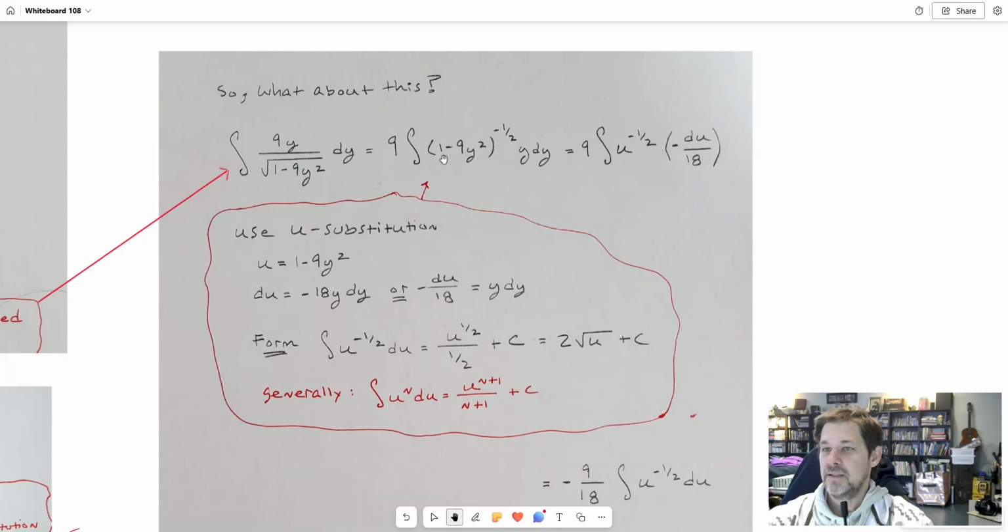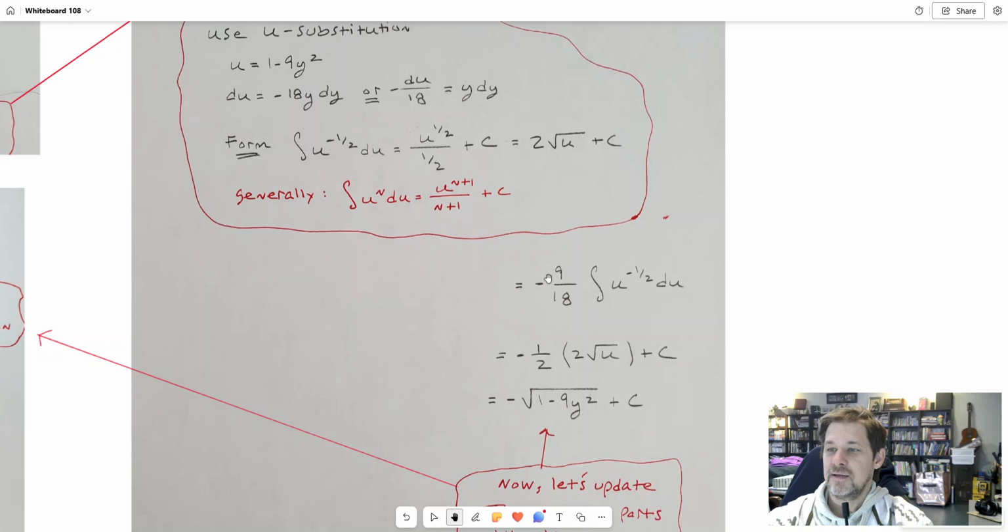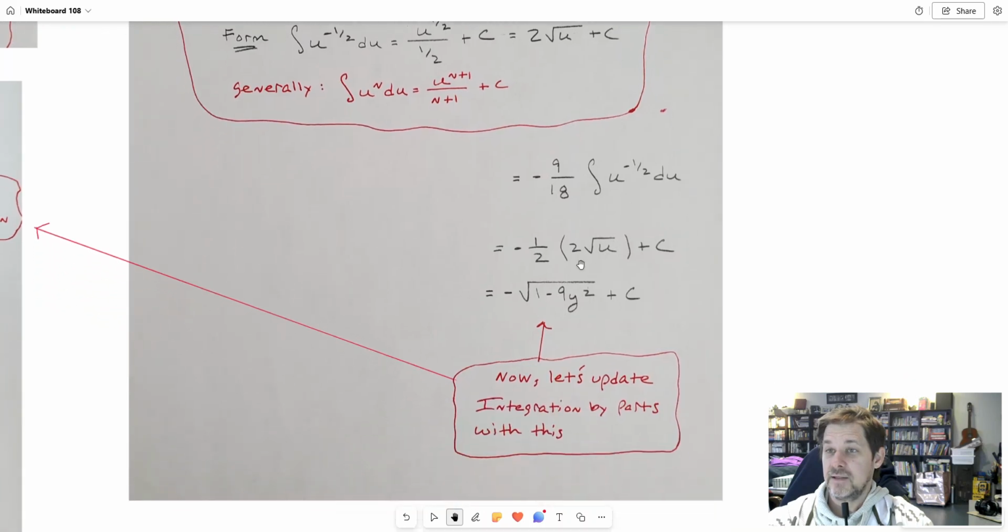Okay, so I made the substitution after rearranging things a little bit, after removing this constant. And I get this. Where did that negative du over 18 come from? Well, that came from substituting out y dy. So that negative du over 18, that's a factor there, a constant of negative 1 over 18. So I can remove that, and I'm getting a negative 9 over 18 if I do that. I'm left with this. This is, like I said, a basic form of integration. There's the antiderivative. Combine the constants and resubstitute for u, and I get this.